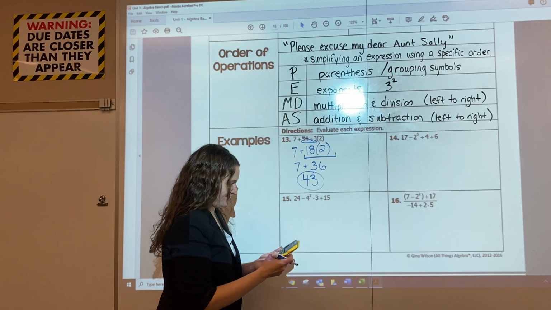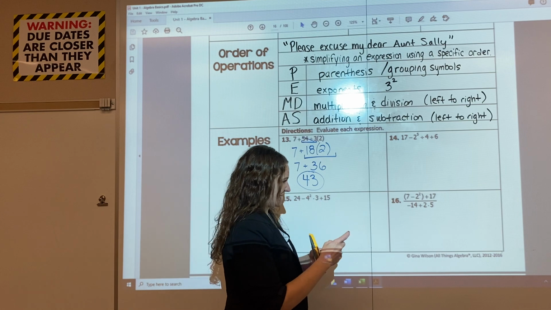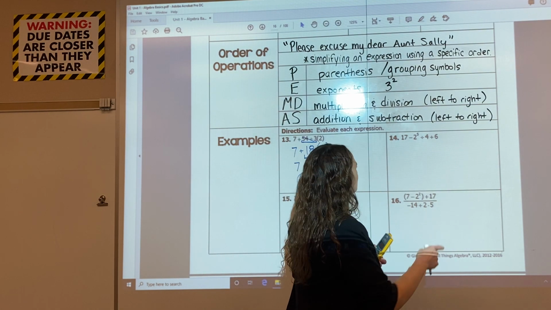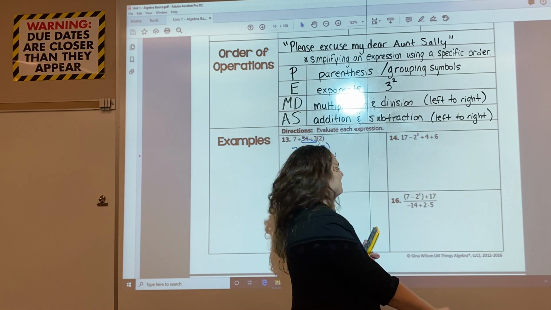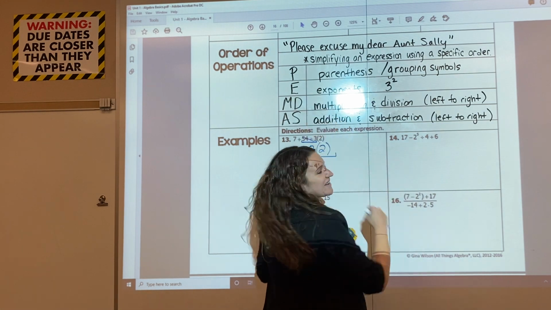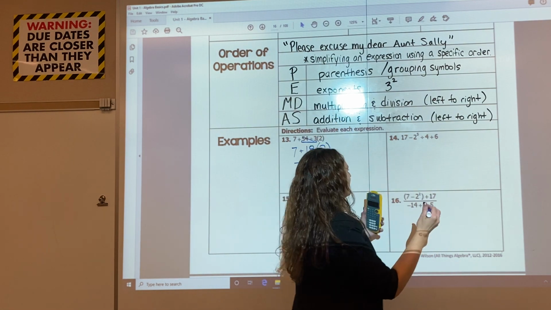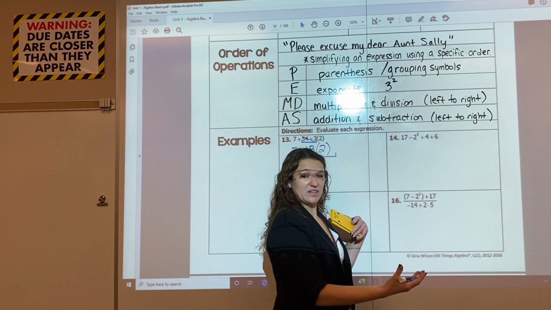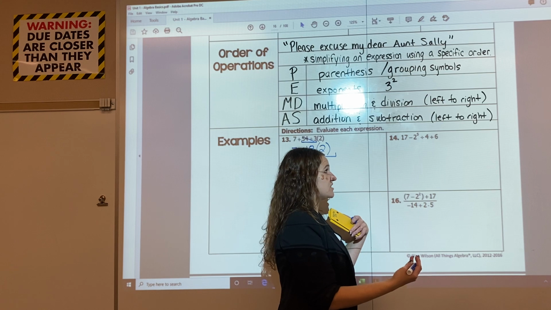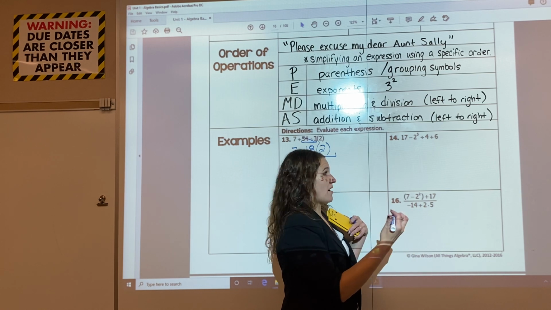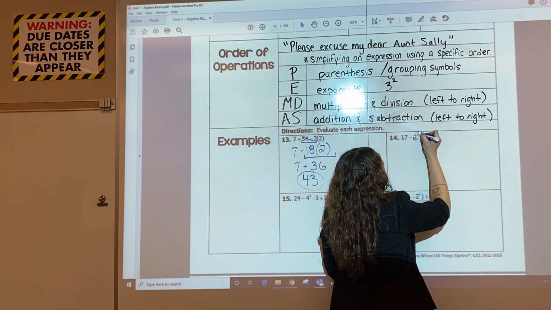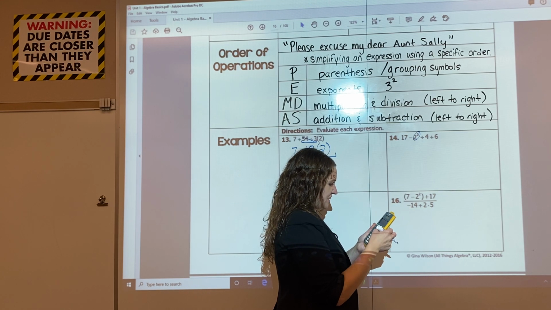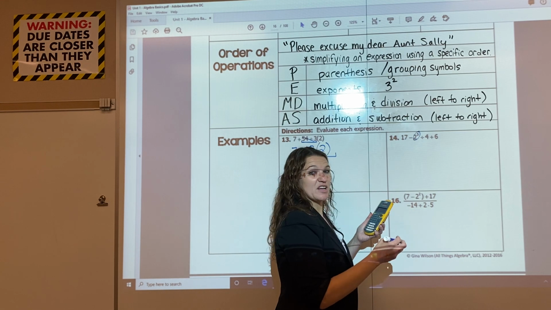Let's keep going. Number 14. Looking for parentheses first, or any grouping symbols, and I'm not gonna see them. So let's move on to exponents. Oh, I just see an exponent here. Now, the only thing I'm looking at right now is the 2 is being taken to the power of 5. So I'm gonna make sure that I do that first. So in my calculator, I'm gonna take 2 to the 5th, and I'm gonna get 32.